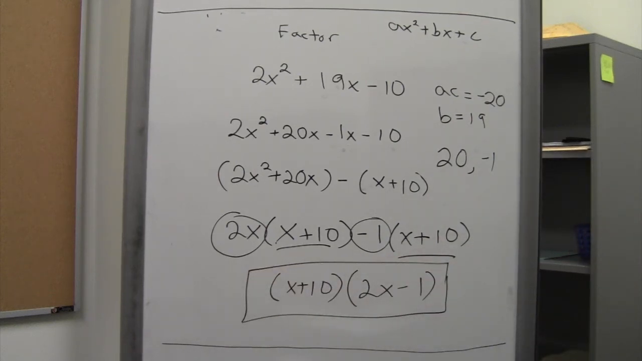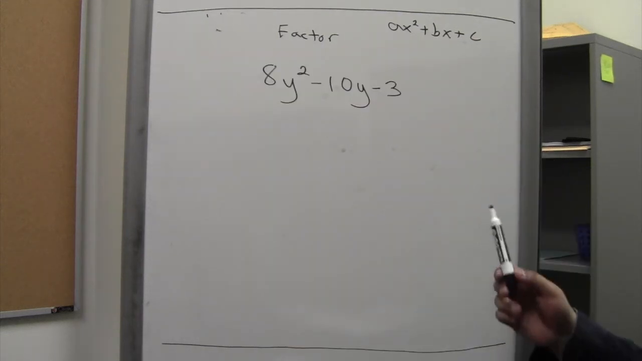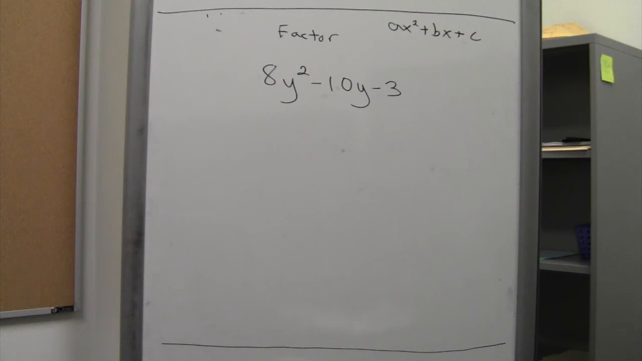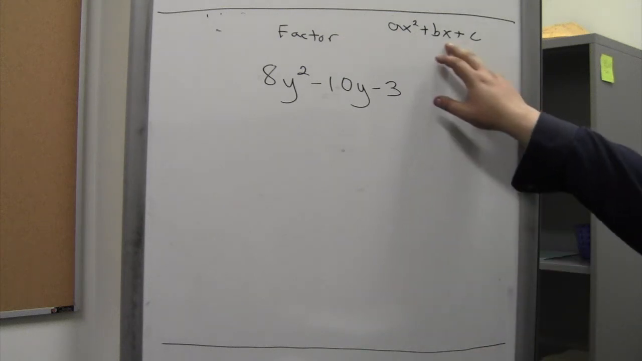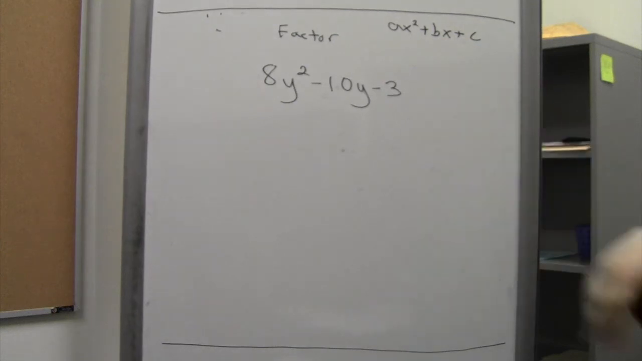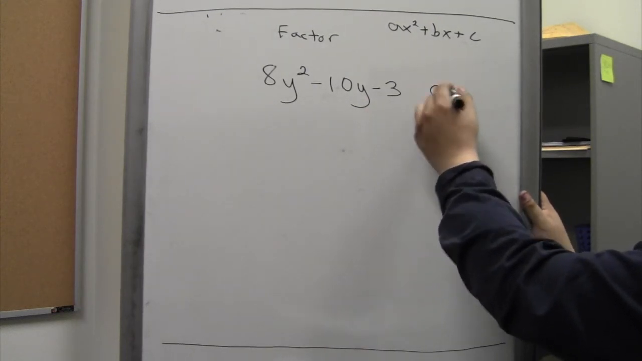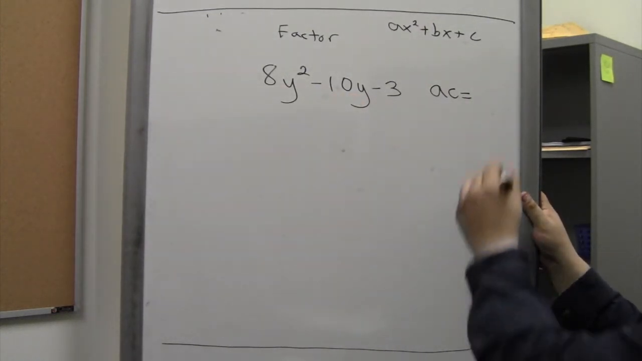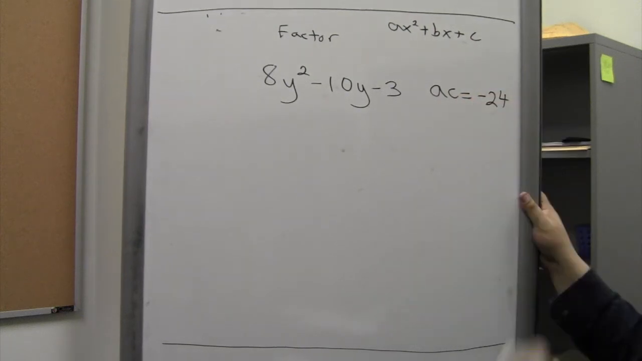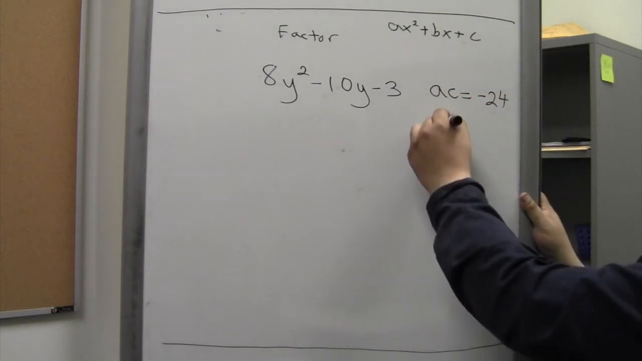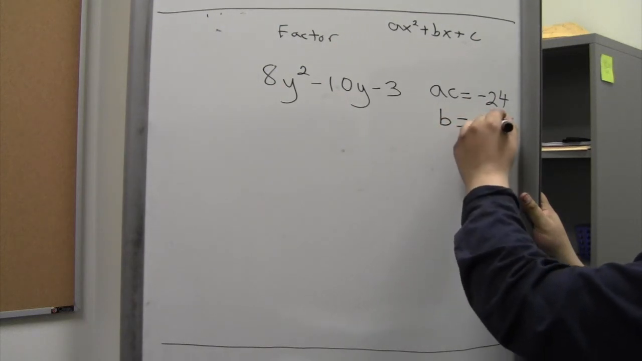Okay, I think we can do one more, and then you can do some practice on this. All right, we need to factor 8y squared minus 10y minus 3. Now, don't be concerned about what the variable letter is. We could use any letter here, even though general form here has x's in it. Same rules apply, even if the variable is a different letter. Let's start with a times c. Well, that's 8 times negative 3. This is negative 24. And our b value, which is here, is negative 10.